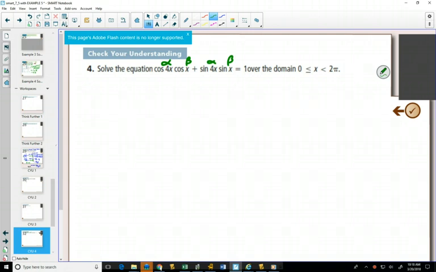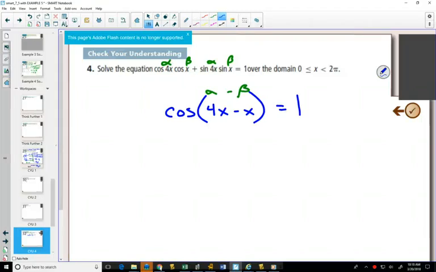So that means I can take this first part and go cos of 4x minus x, because that's my alpha minus beta, is equal to 1. And inside the brackets there, that could simplify. This just becomes cos 3x equals 1. So to start off, we had to recognize our sum and difference formula to simplify this. And the nice thing is now we've got a single trig function.